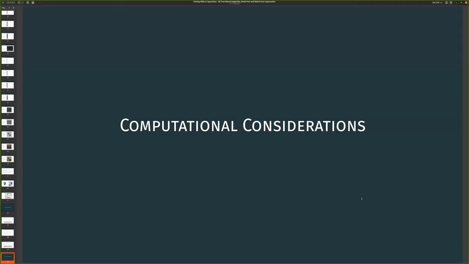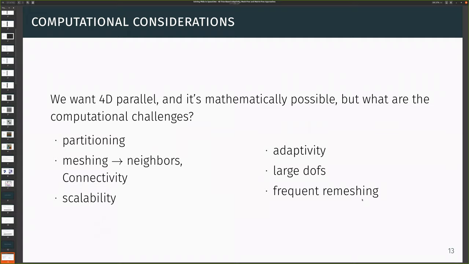But in this talk, like I mentioned, I'm gonna focus on the computational considerations. Okay, so we know that in 4D space-time, you can discretize PDEs in weak form, but how can we compute this efficiently in a scalable fashion? So, when we are talking about parallelizing the problem, the partitioning becomes very important, because depending on how you partition your grid, the load imbalance, the communication costs, everything is determined by how you partition the mesh.